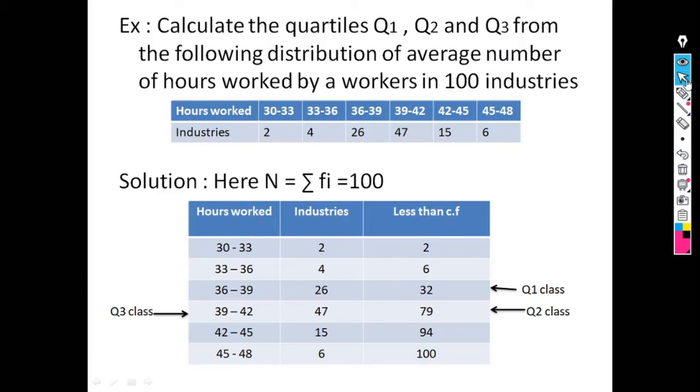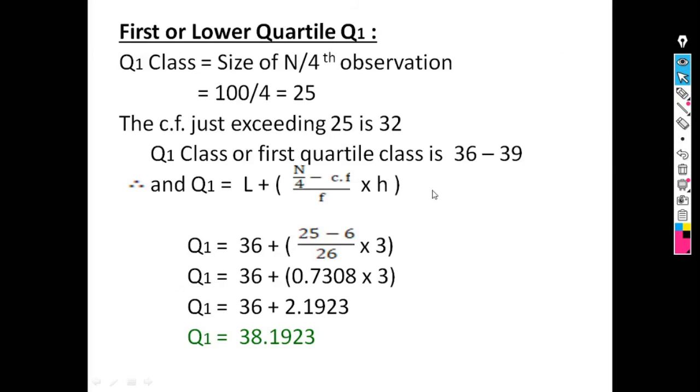Now for the first quartile or Q1, the formula for this continuous frequency distribution is Q1 is equal to L plus (n by 4 minus Cf) upon f into h. Means firstly we have to decide our first quartile class, and the first quartile class is decided from the term n by 4. So we have to calculate the size of the n by 4th observation. Since here n is 100, it is 100 by 4, that is 25.